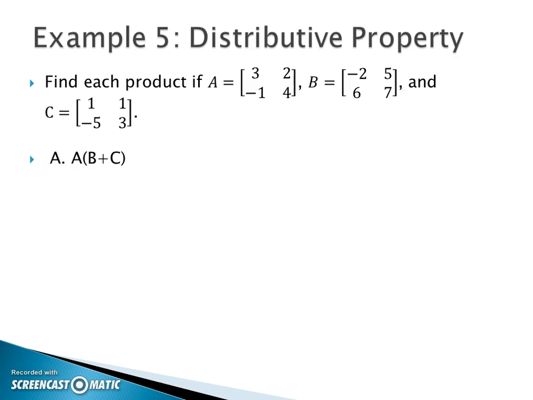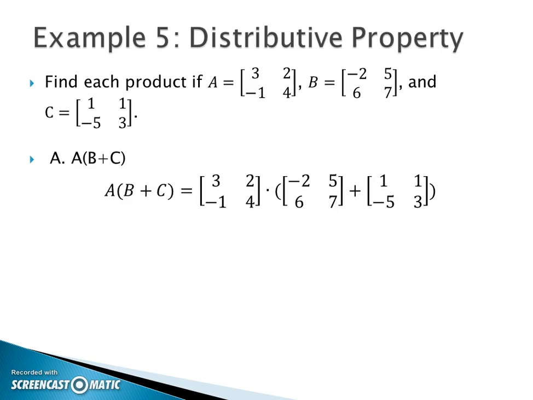Now let's check to see if the distributive property works. The first one we're going to do is A times the quantity B plus C. So we're going to substitute in our matrices. So we have A, which is 3, 2, negative 1, 4, times the quantity B plus C. We're going to start by adding the corresponding elements of B and C. And so we get our A is the same, 3, 2, negative 1, 4. But our new B plus C is now negative 1, 6, 1, and 10.